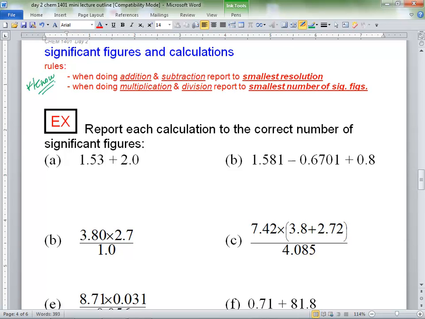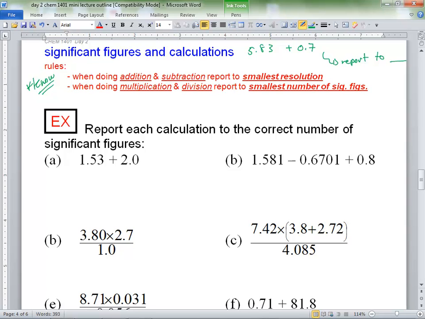right? When you're going to add and subtract two numbers, we're doing everything on our calculator, but how many digits do you give the answer to? Well, we're going to add or subtract two numbers. Report to the smallest resolution. And resolution is just the decimal place. For example, if I have 5.83 and I'm adding 0.7, I would report my answer to a what place?